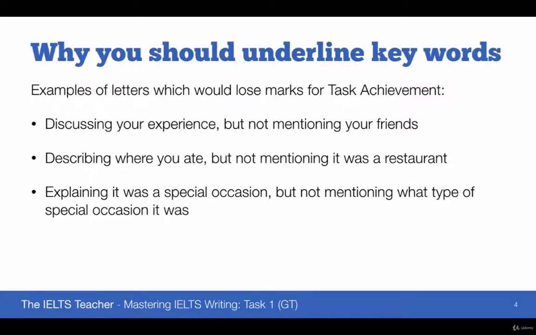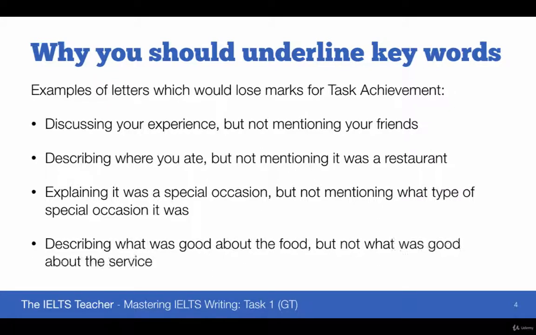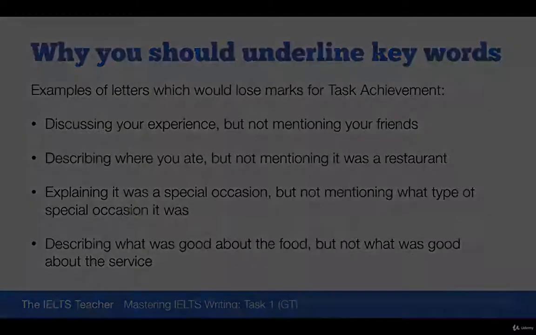Explaining it was a special occasion but not mentioning what type of special occasion it was. Again, it's an important element of the task. Describing what was good about the food but not what was good about the service, and vice versa. If you only talk about one of these elements, then you're going to lose marks too. So very important that we underline those keywords just to make sure that we are on track. You can always glance back at those keywords and just think to yourself, have I talked about that? If it's yes to all of those, then you're on the right track.